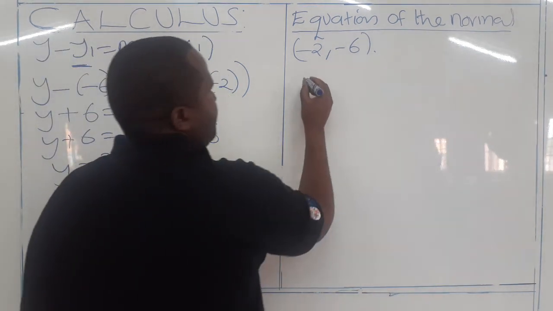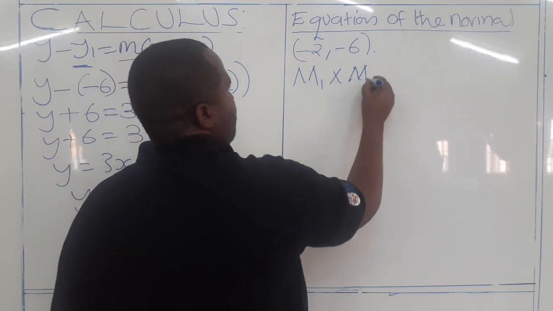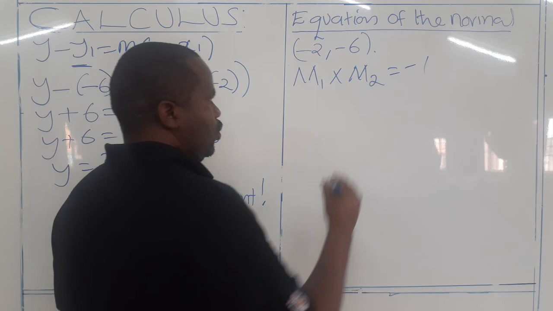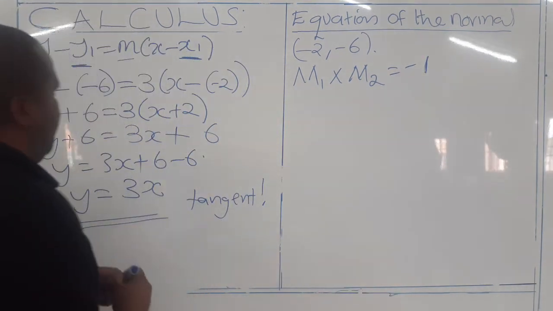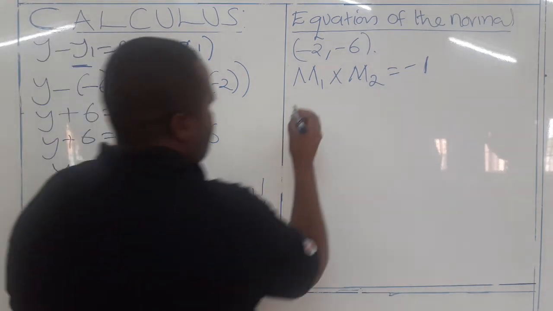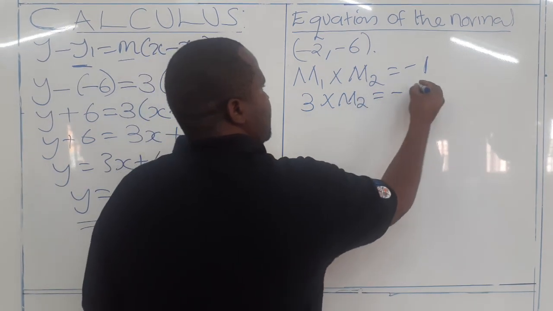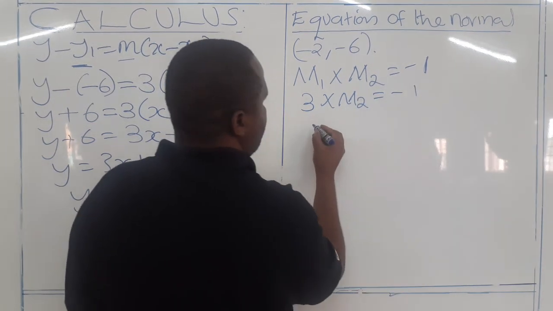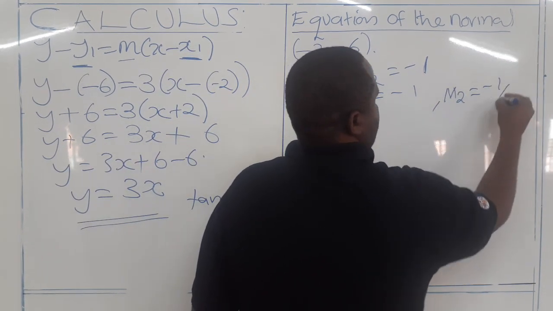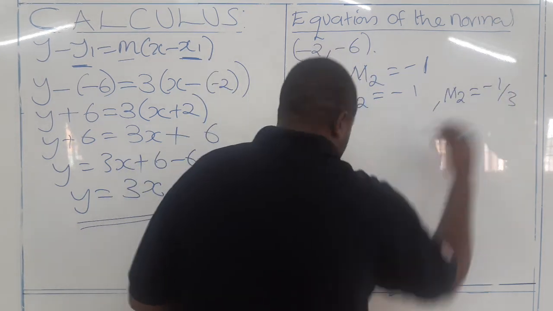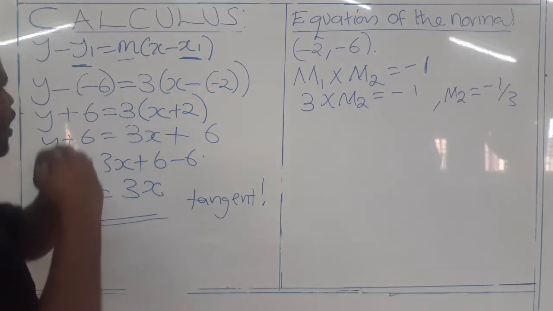But remember the relationship. We are saying the gradient of the tangent multiplied by the gradient of the normal, the answer must be negative 1. Alright? But the gradient of the tangent was 3. Okay, so here we say 3 multiplied by m2, the answer is negative 1. Dividing both sides by 3, we get m2 to be negative 1 divided by 3. So you divide by 3, 3 by 3, you get that. Okay, so that is the gradient of the normal.